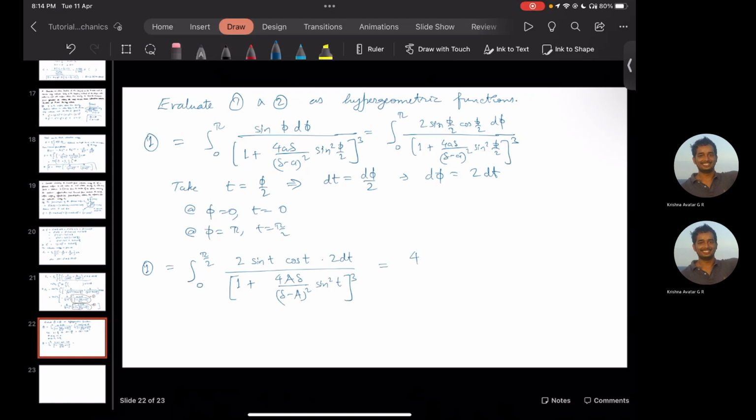Okay, so this evaluates to 4, and essentially it's just 4. So why don't I just take this 4 out? Now you compare with f of a, b, c, z. Now here a is equal to a, right? This was supposed to be 0 to pi by 2.